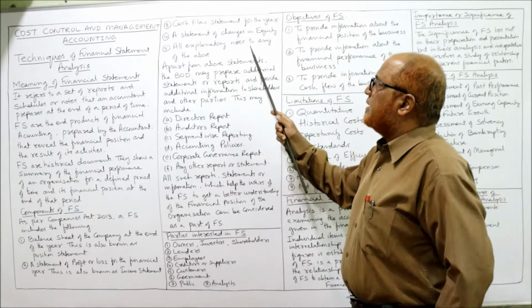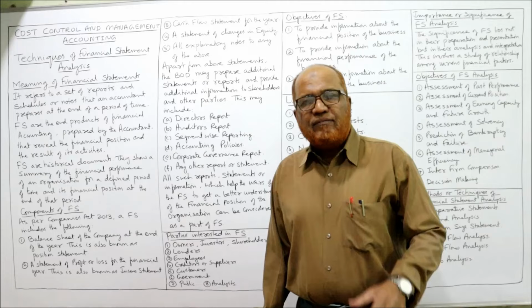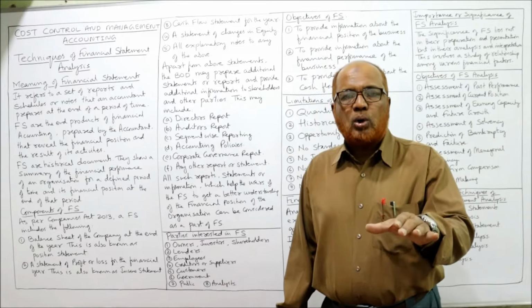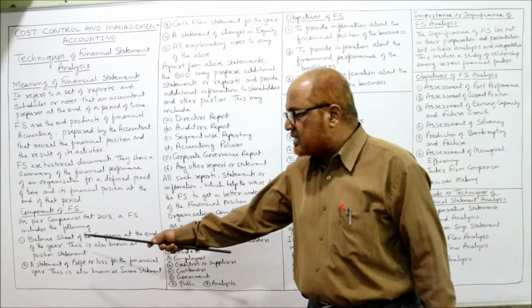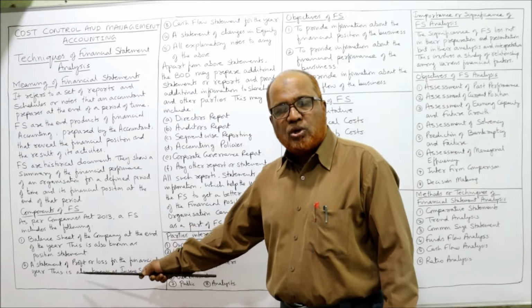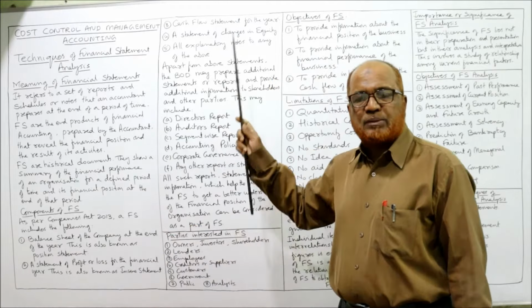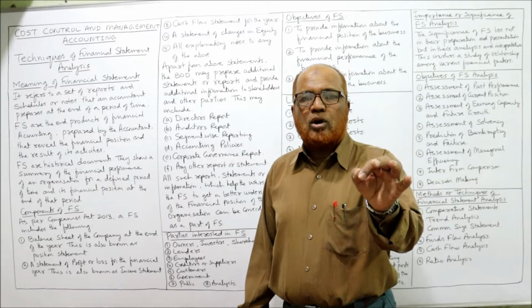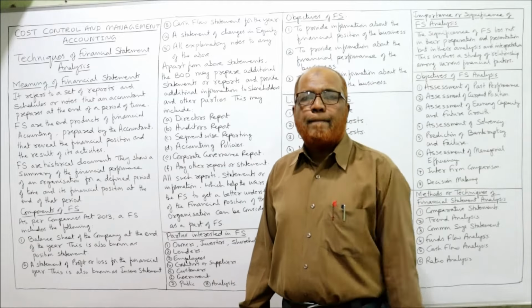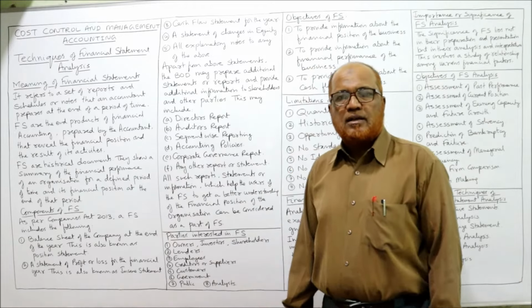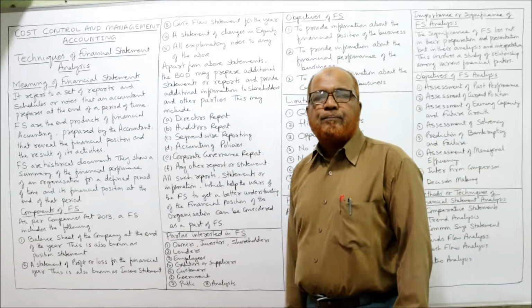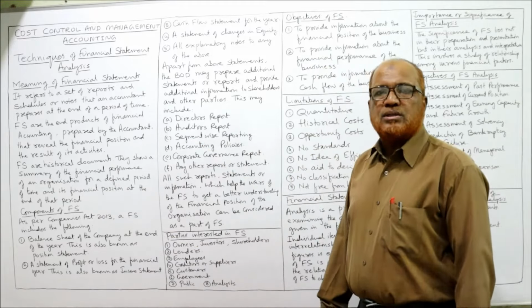Next one, all explanatory notes to any of the above. If any schedule or note is prepared on these items, on balance sheet, on profit and loss, or cash flow, or statement of equity, any schedule or note prepared, that is also a financial statement. So these are the items specified by Companies Act 2013.